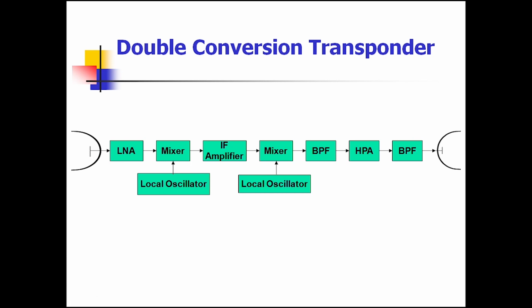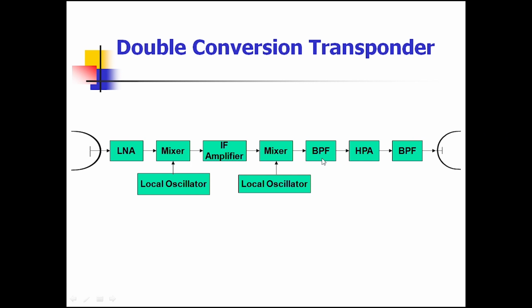The output of the IF amplifier is fed to another mixer which translates the IF signal into an RF signal. That means the 70 MHz IF signal is converted into 4 GHz in the case of C band, that is the RF signal. So the second mixer is providing us the downlink frequency. The output of the second mixer is the downlink frequency.